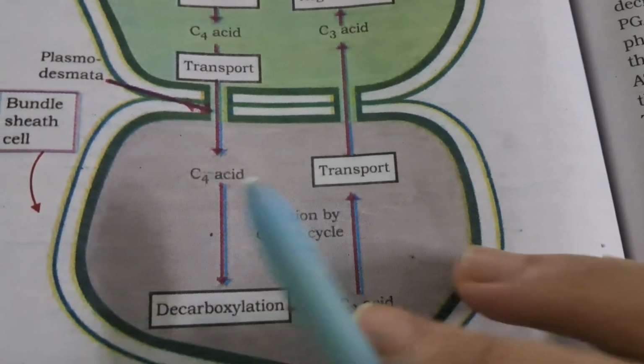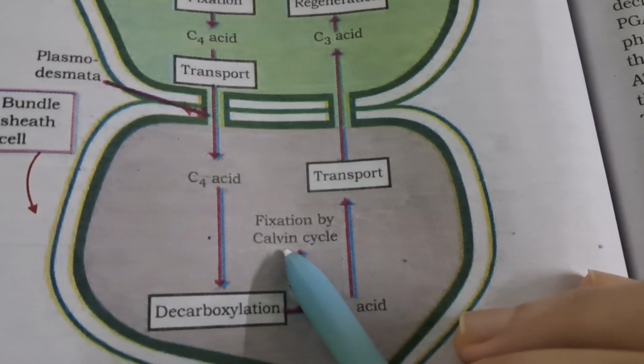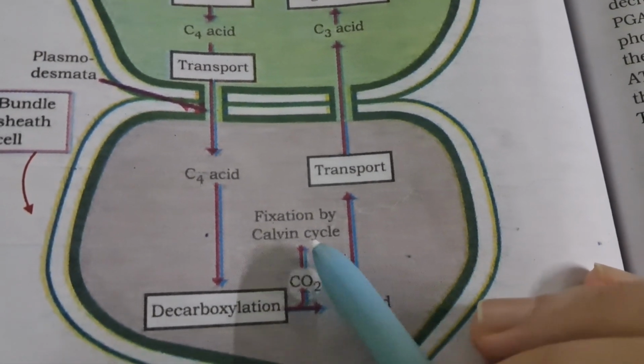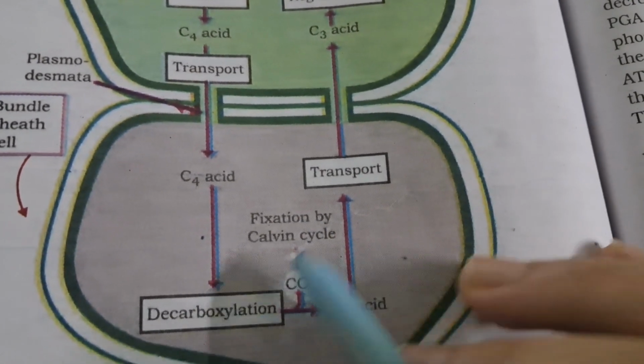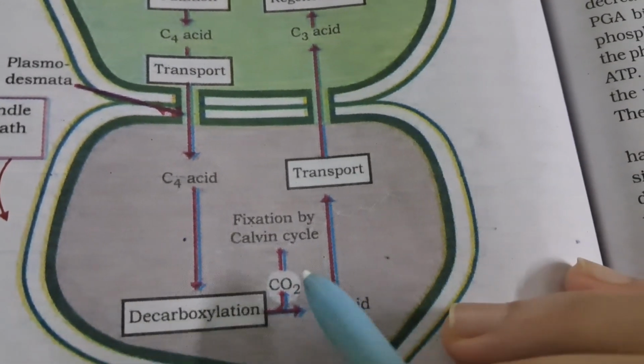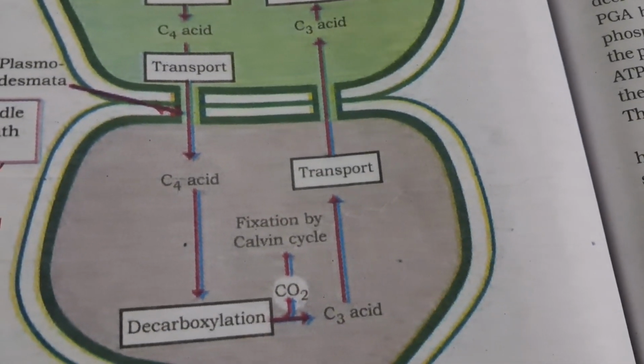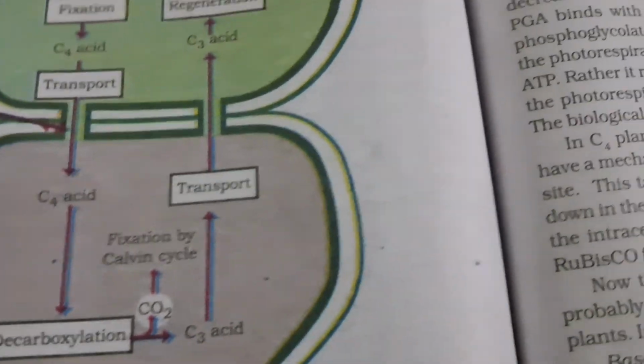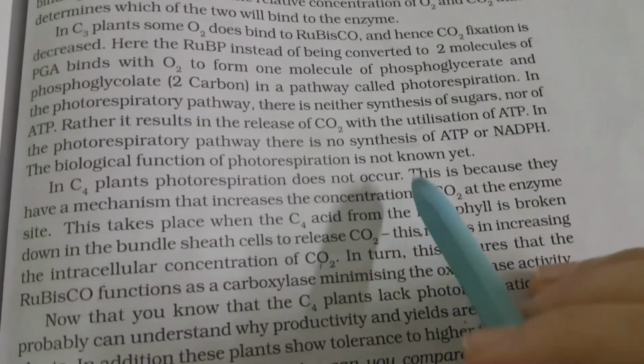But in the C3 cycle, no extra CO2 is released. There will be equal concentration of CO2 and O2 at one time. In that case, oxygenation will take place and it will result in photorespiration, and photorespiration will decrease productivity. That is why C3 plants' productivity will decrease.